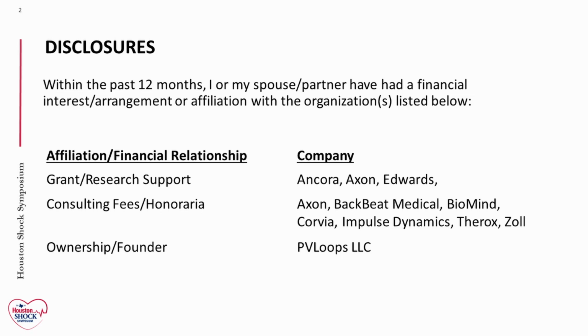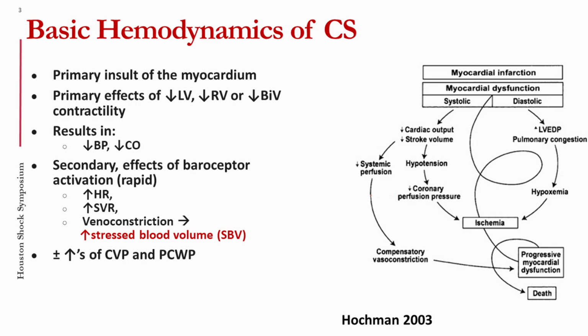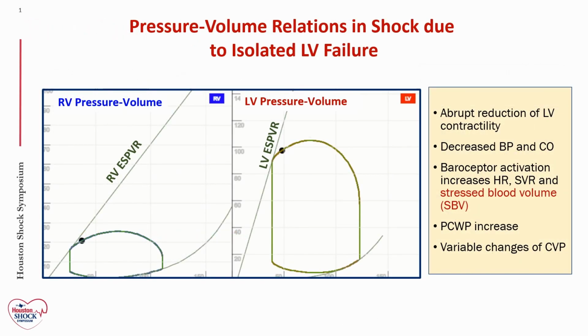Well, when it comes to the basics of hemodynamics, I think we have to start with this image from Judy Hochman, who really taught us, from the 1990s, from running the SHOCK trial, about the basic sequence of the hemodynamic consequences of an acute reduction in LV, RV, or biventricular contractility, with reductions in blood pressure and cardiac output, leading to the secondary effects of baroreceptor activation. We're all very, very comfortable with understanding that baroreceptors increase heart rate and SVR, but there's another player that we don't talk a lot about, which is the venous system.